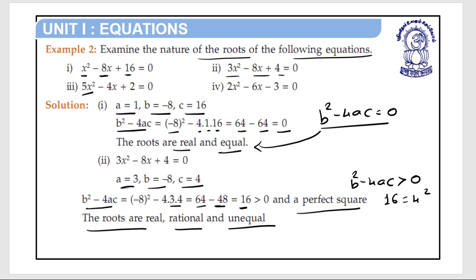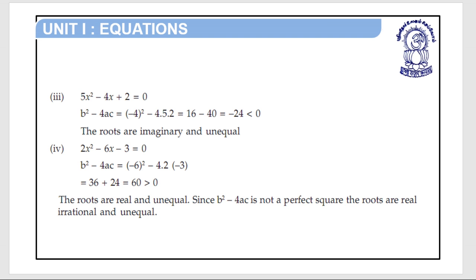Now the next one is 5x square minus 4x plus 2 is equal to 0. So b square minus 4ac, here a is equal to 5, b is equal to minus 4 and c is equal to 2. So minus 4 square minus 4 into a 5 and c 2. 16 minus 40, so minus 24. Here b square minus 4ac is less than 0. Minus 24 is less than 0. So the roots are, with the negative sign, less than 0, imaginary and unequal. The roots are imaginary and unequal.